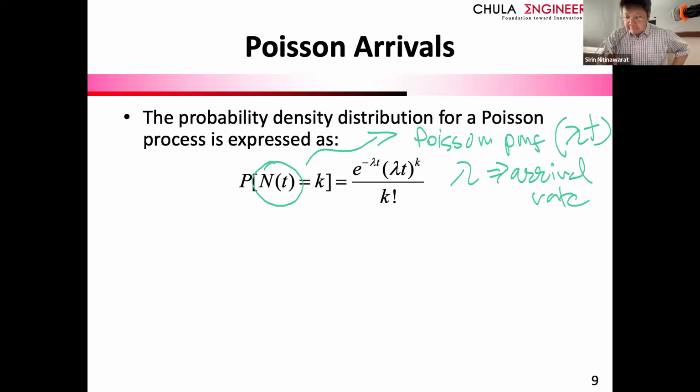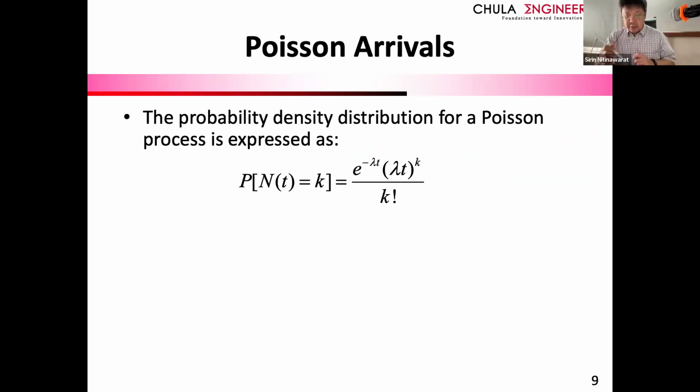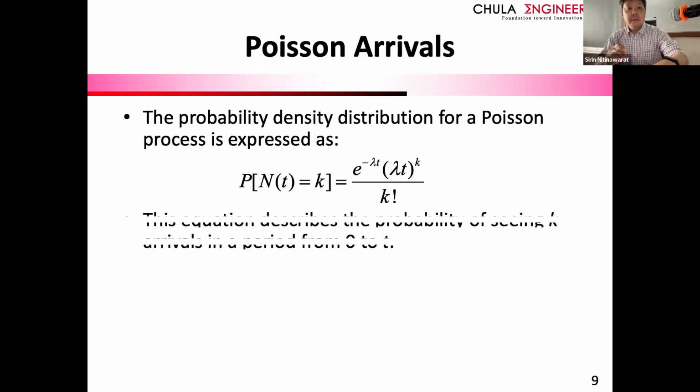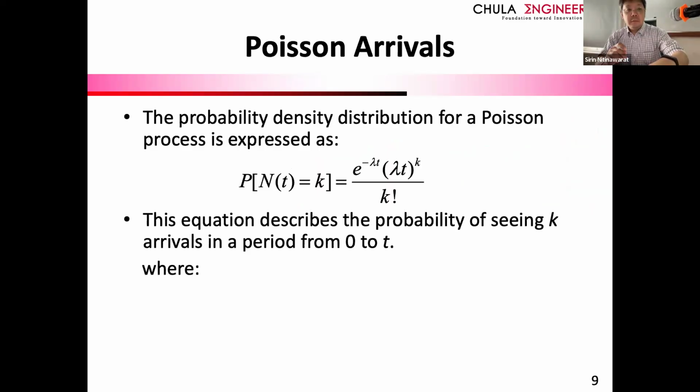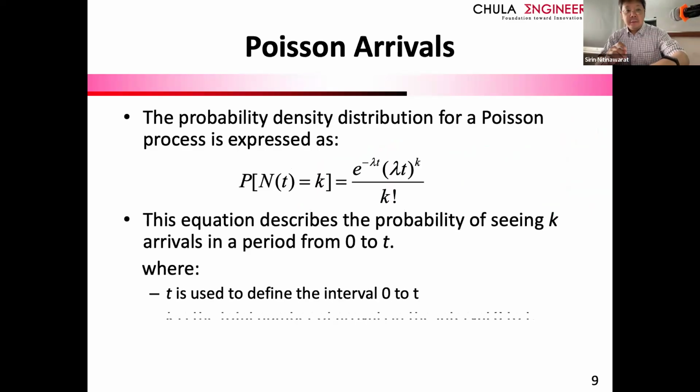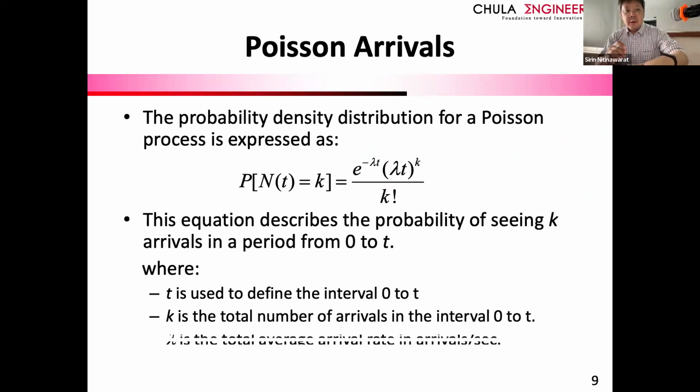Makes sense, right? If this has a unit of customers per second and you consider 10 seconds, on average it should be 10 lambda, right? Make sense? Do you recall the Poisson PMF? Okay, so that's what it is. Lambda is the average arrival rate, right?